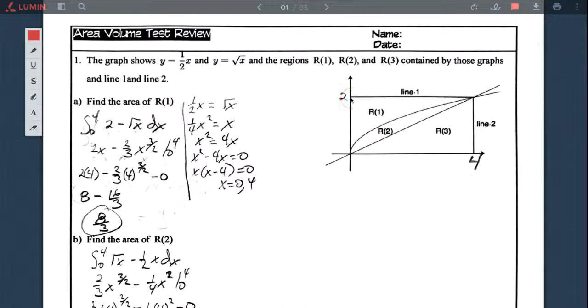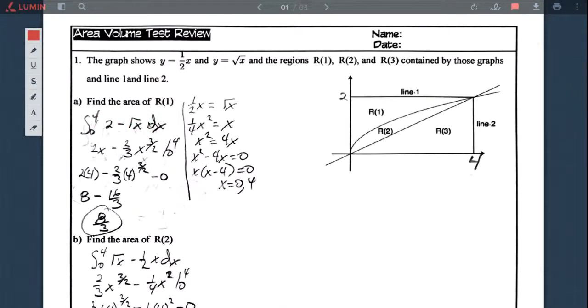I'm also going to need to know the height of this thing. If I plug 4 back into either one of these equations, I'll figure out how tall it is. The square root of 4 gives me 2, and 1 half times 4 also gives me 2. So the height is 2, and the right side is 4. So the area of R1 is right here. I just do top minus bottom. The top is line 2, and the bottom is the square root, so I have the integral of 2 minus the square root of x dx.